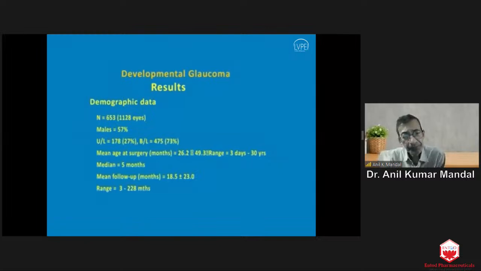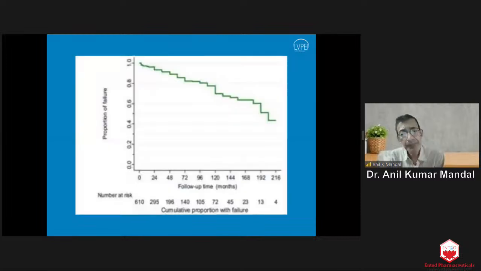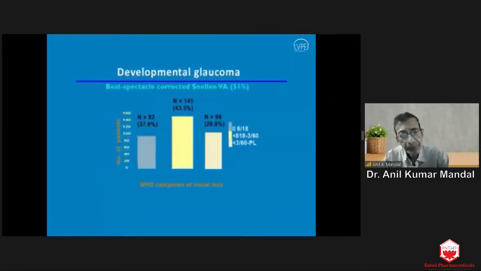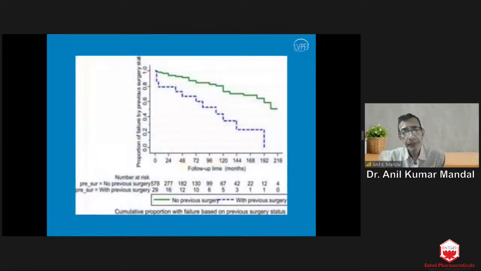1,128 eyes of 653 consecutive children operated over a 20-year period by a single surgeon were analyzed. Kaplan-Meier survival analysis showed reduction in success rate over a period of time. Success rate of 93.4% at the end of the second year decreased to 69.8% at the end of the 10th year. Best spectacle corrected Snellen's visual acuity of 6/18 or better was achieved in 27.6% of the children. Children in whom operation was done for the first time by us did relatively better compared to the children who underwent second surgery.